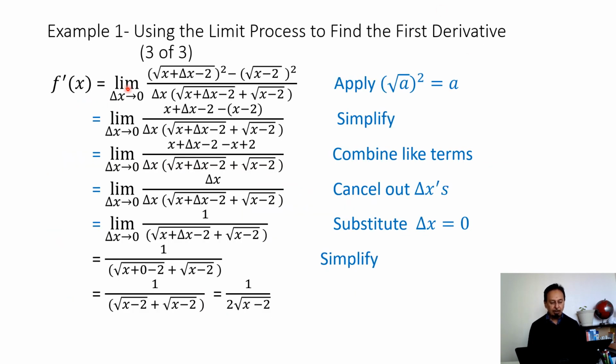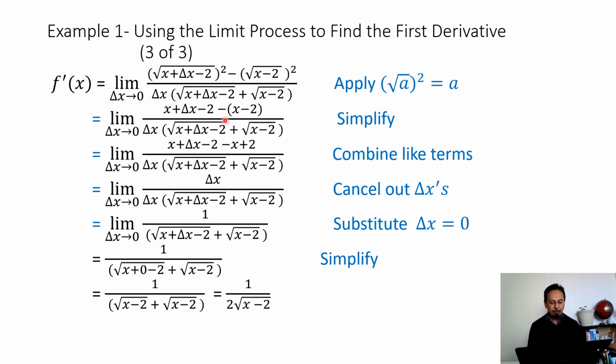So using this formula, now we have limit delta x approaches 0, square root of x plus delta x minus 2 squared minus square of square root x minus 2. Now we can apply this rule. The square of square root of a is simply a. So using this rule, the square of square root gives x plus delta x minus 2 and the square of square root x minus 2 gives x minus 2, and everything else the same.